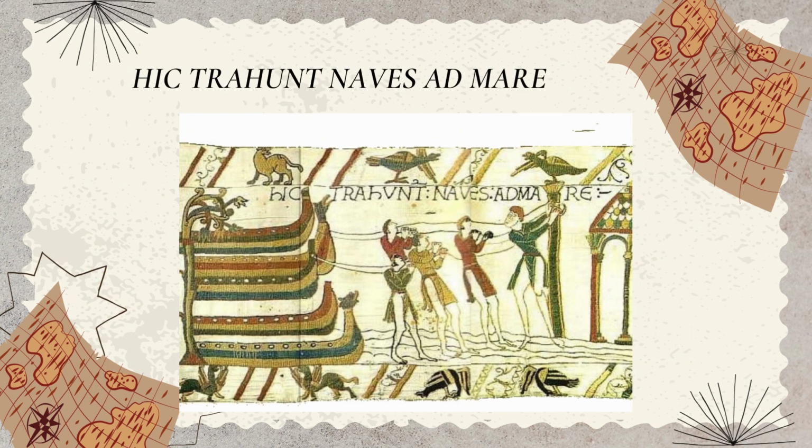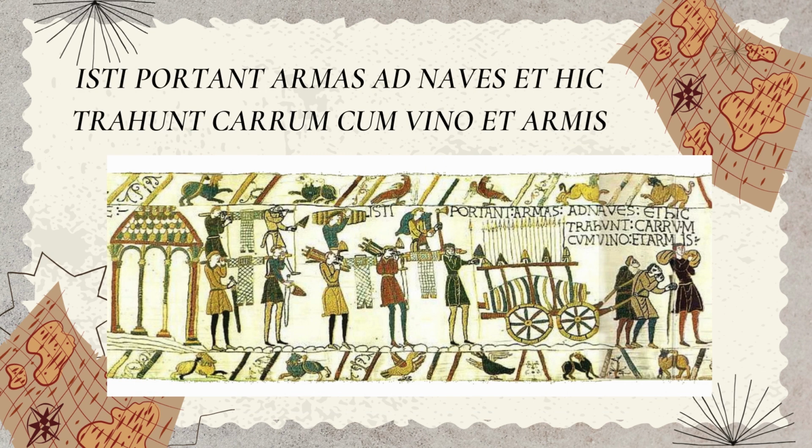Here you have "hic trahunt naves ad mare." Right here, they drag, trahunt. You can see them dragging. They drag the ships to the sea, ad mare. So you can see here that's exactly what they did. They build the boats on land, and now they're dragging them to the sea because they're going to sail across the English Channel. Okay. Then you have "isti portant armas ad naves et hic trahunt carrum cum vino et armis."